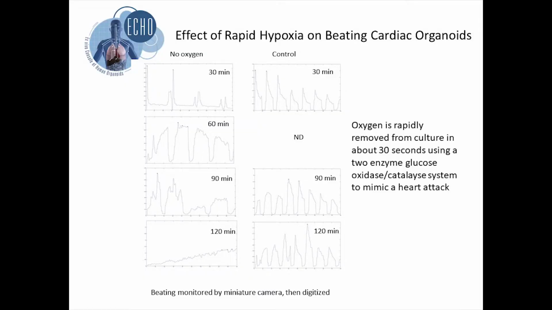We also simulated a heart attack, if you like, by taking the oxygen rapidly out of the medium using a 2-enzyme system rather than putting it in a hypoxic chamber, which is too slow. And you can see very quickly that with no oxygen, the organoids start having extremely aberrant beating until it eventually stops. We're using this model as a drug screening model to see if we can find drugs which can quickly intervene in these situations.